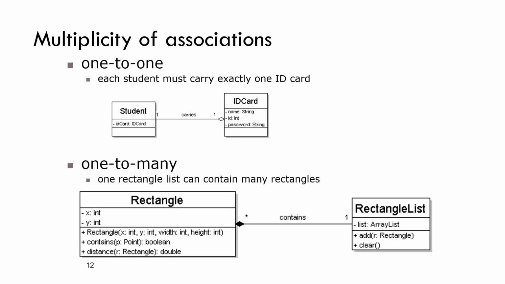So these are the types, the kinds of association multiplicity. The first type is one to one. Each student, for example, must carry exactly one ID card. Look here, one student carries, that is an association, only one ID card. This symbol is a direction, so we read from student to the ID card here.